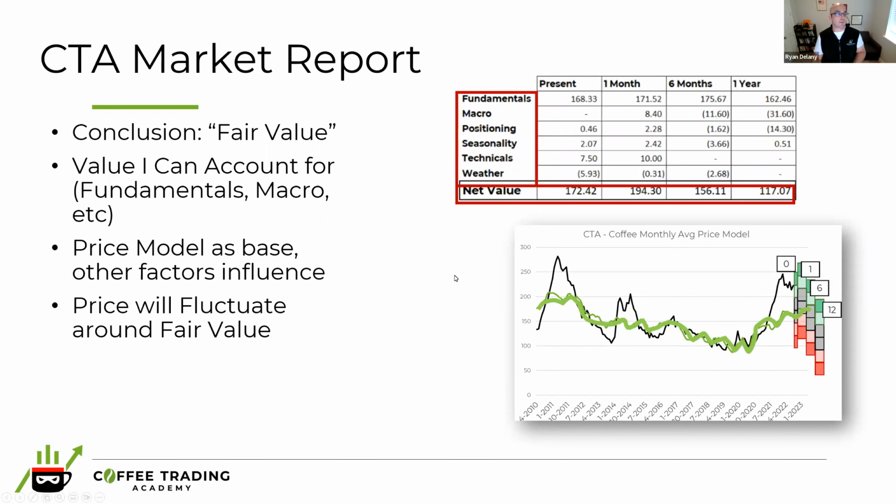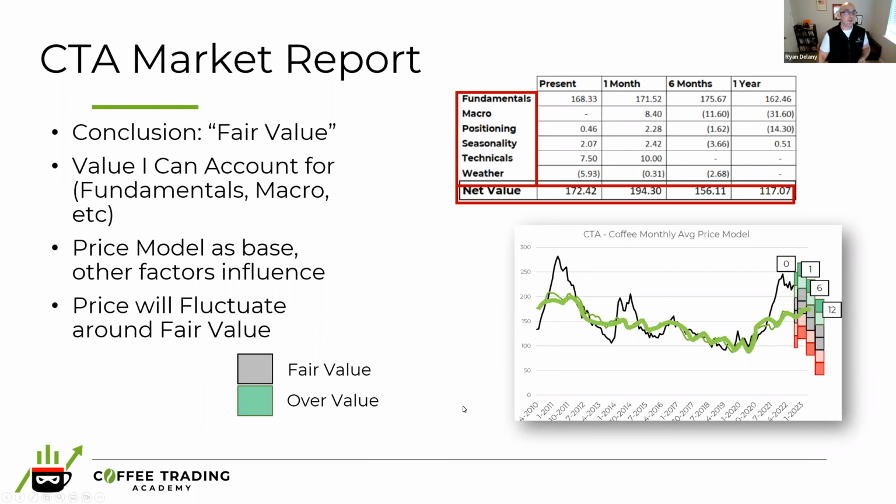Now, the actual price is going to fluctuate around fair value. It's not going to stay at fair value. So here, the gray boxes, this is where we estimate fair value to be. This is one standard deviation on either side of fair value. So if the prices are within those boxes, it's pretty close to fair value, and we would expect some kind of volatility in there.